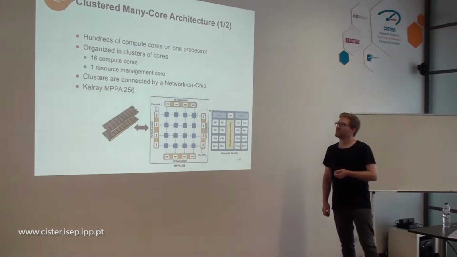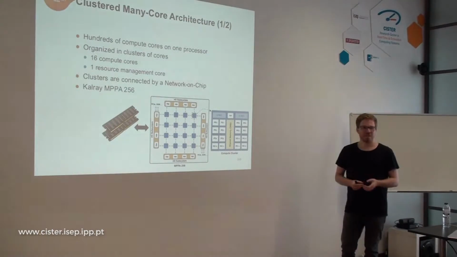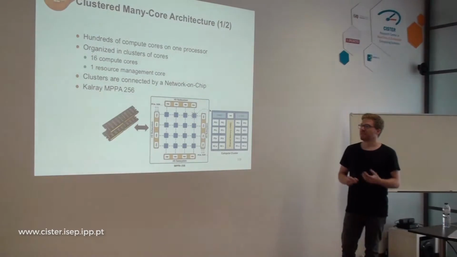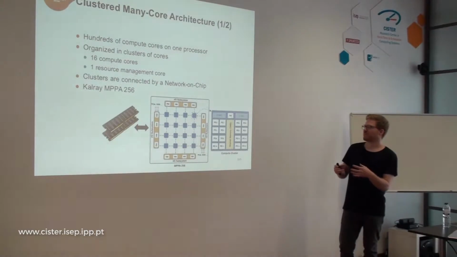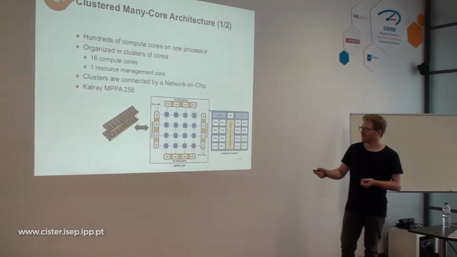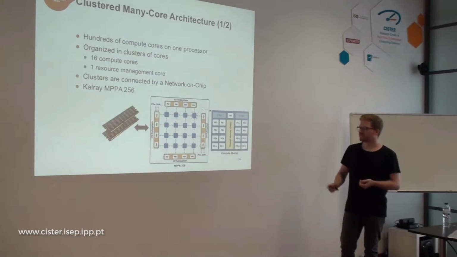Now if we look into our hardware platform, our clustered many-core architecture, as I said before, we have hundreds of compute cores on one processor. To make it more organized, in our particular case, we have clusters. Each cluster has 16 compute cores and one resource management core. The compute cores are intended for computation, and the resource management core is intended to organize the access to other clusters or to off-chip memory over the network on chip. Each of those blue squares is one cluster, and they're all connected via the network on chip.